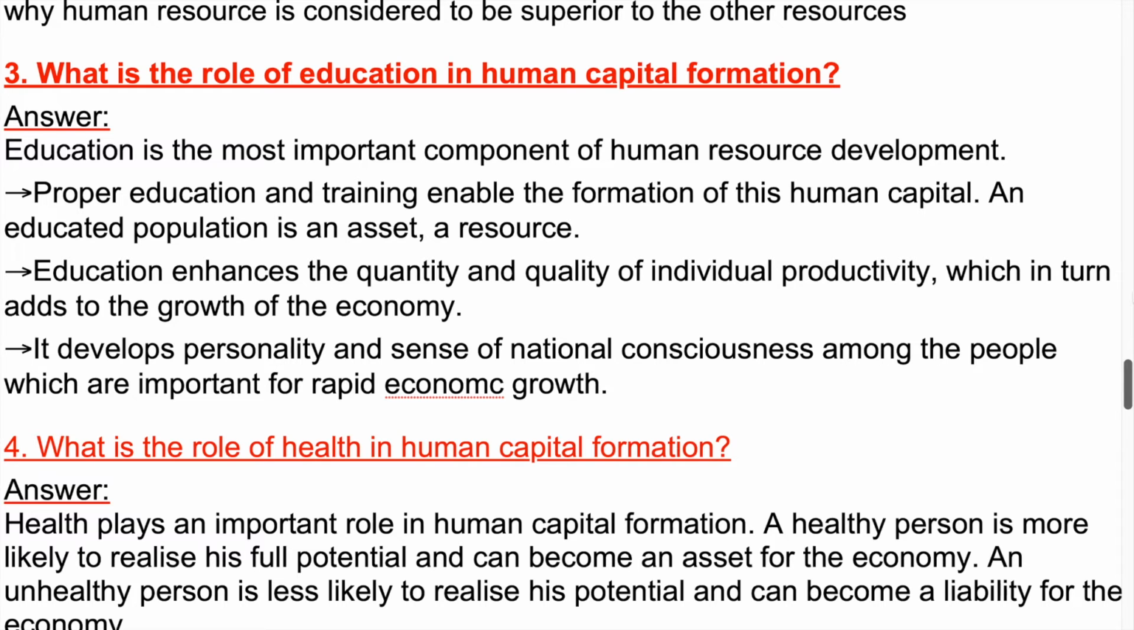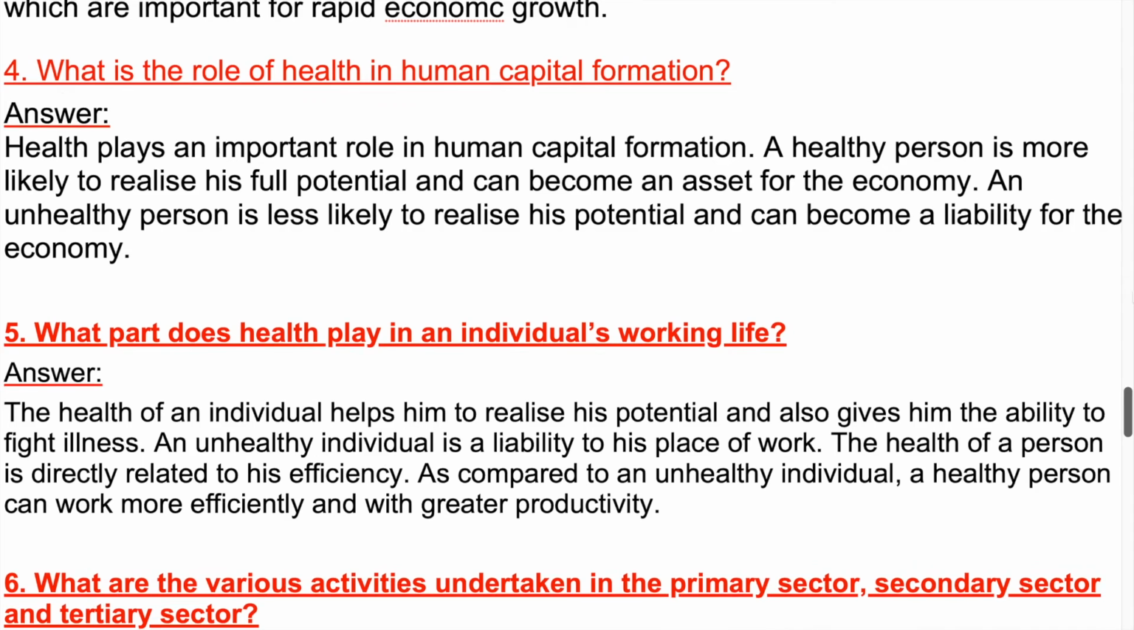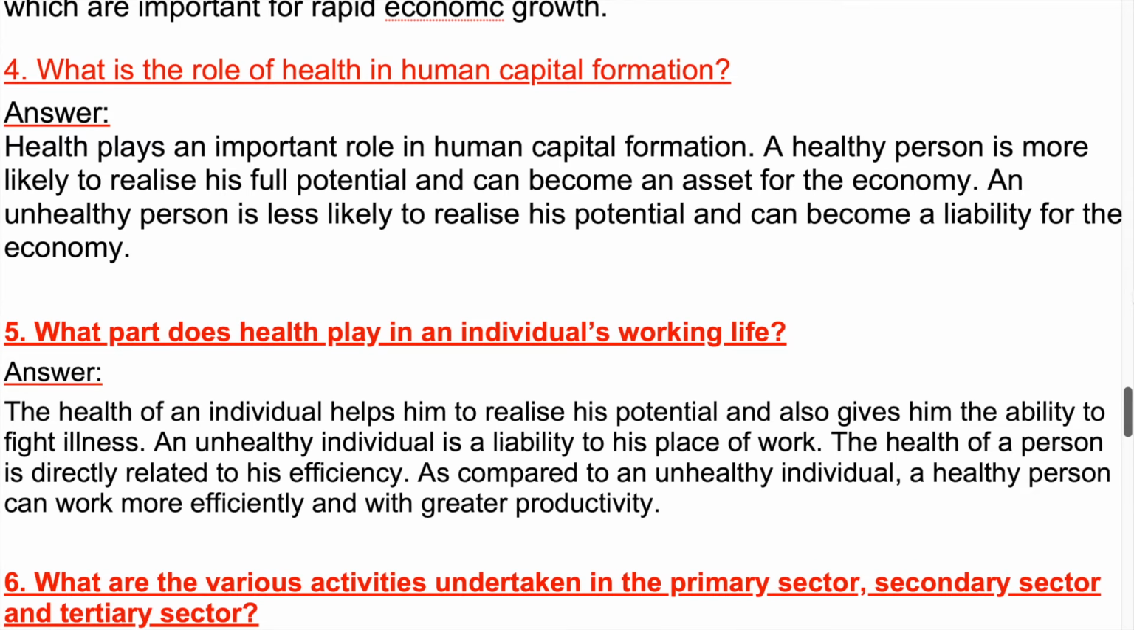4. What is the role of health in human capital formation? Answer. Health plays an important role in human capital formation. A healthy person is more likely to realize his full potential and can become an asset for the economy. An unhealthy person is less likely to realize his potential and can become a liability for the economy.